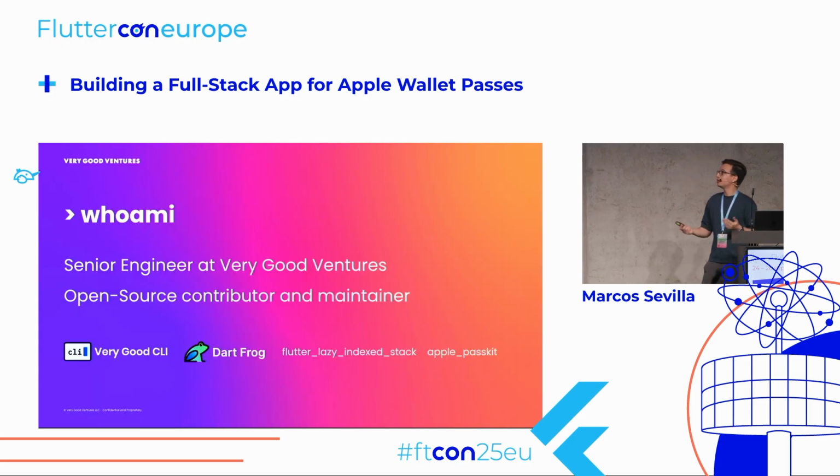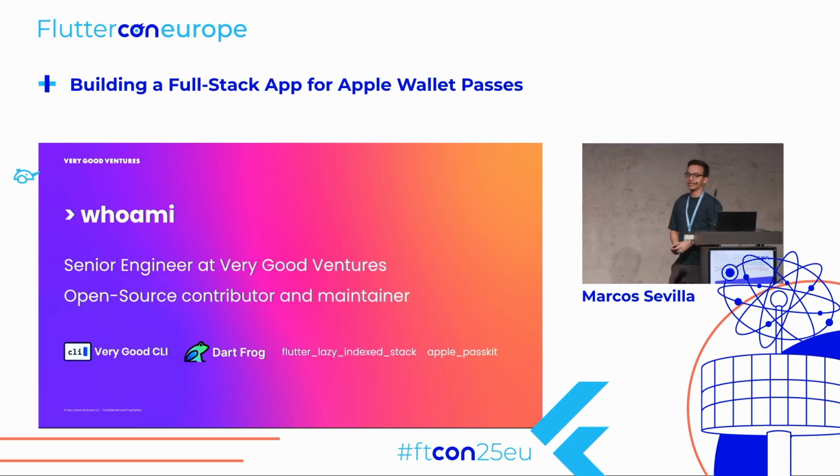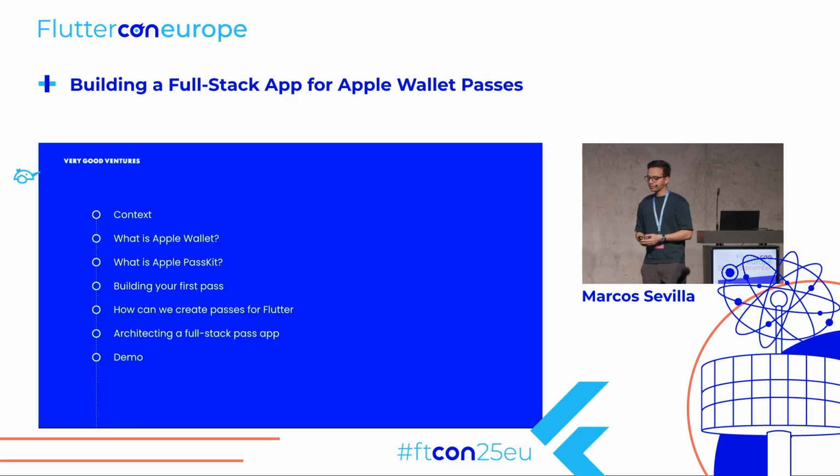So first of all, who am I? My name is Marcos. I'm a senior engineer at Very Good Ventures. I also love open source. I'm an open source contributor on these packages here. The third one, actually, is mine, so if you want to check it out, you can use it. And I'm a contributor on the Apple PassKit package, and that's the one we're going to be using today. Also Dartfrog and more famous stuff like the Very Good CLI.